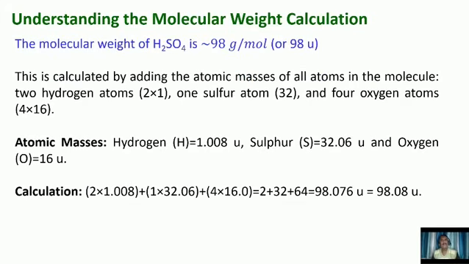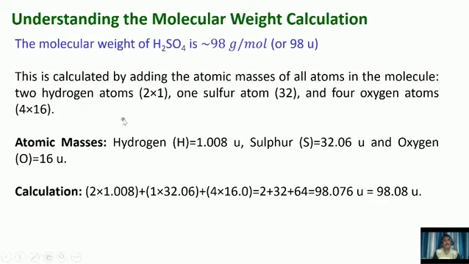Let's have a peep at the molecular weight calculation of H2SO4. So you can see that the approximate molecular weight of H2SO4 is 98 gram per mole, or you can say that it is 98 U. That U is the symbol of atomic mass unit. This is calculated by adding the atomic masses of the atoms which constitute H2SO4, that are hydrogen, 2 hydrogens, 1 sulfur, and 4 oxygen atoms.